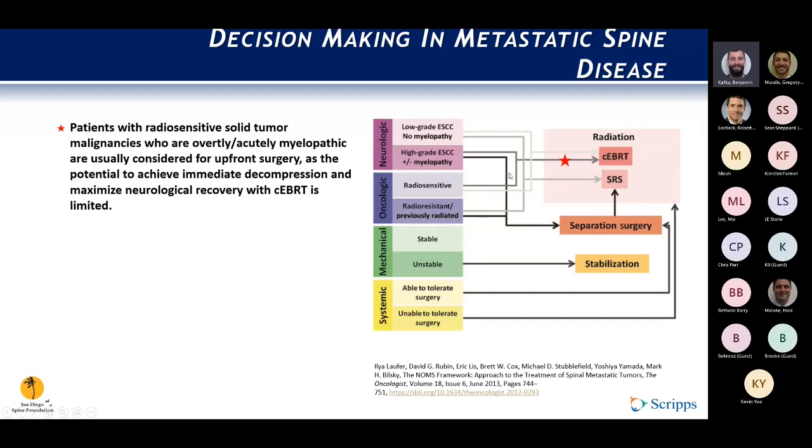for external beam radiotherapy. Now, if you have a radioresistant tumor, such as renal cell, with low-grade disease, that patient needs stereotactic radiosurgery. If you have a patient with radioresistant with high-grade disease, that patient should undergo separation surgery followed by stereotactic radiosurgery, and I'll talk about separation surgery in a second. And you'll see here mechanical evaluation is considered separately, and then all the while you're doing this, you're considering, is the patient able to tolerate the intervention that I'm proposing?